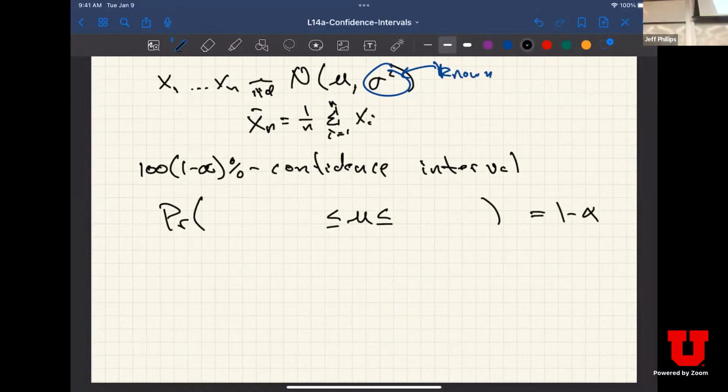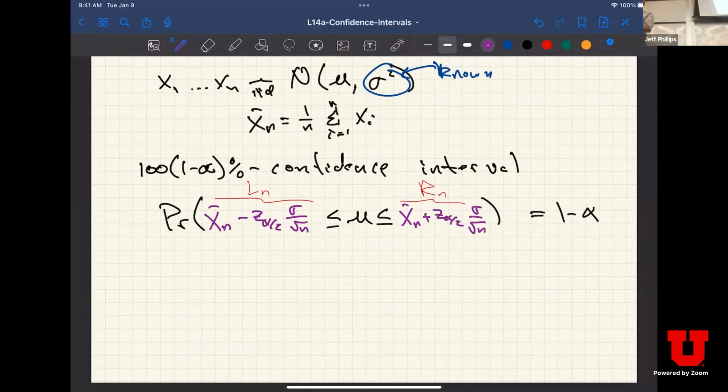So I'm going to put in two random variables, Ln and Rn. These are going to be random variables, and the randomness in those gives me this confidence interval for the value mu. Let me write them up, and then we can talk about these. So Ln is xn bar minus z alpha over 2 times sigma over square root n, and Rn is xn bar plus z alpha over 2 times sigma over square root n.